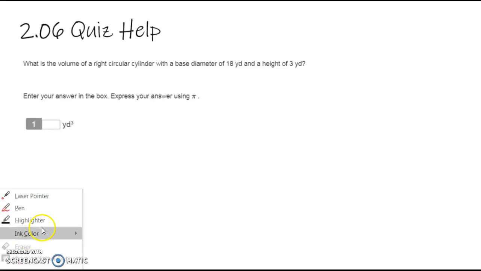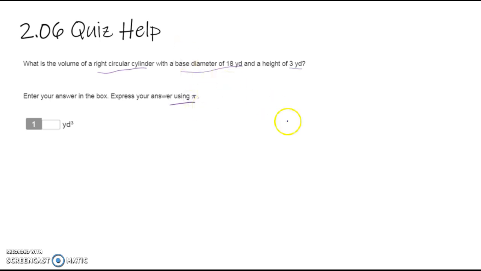So for your 2.06 quiz, there's a couple questions that I wanted to talk about to make sure that everyone was good as far as how to do them. So we're talking about volume. This says, what is the volume of a right circular cylinder with a base diameter of 18 yards and a height of 3 yards? We want to express our answer using pi. So we're going to leave pi in the final answer.